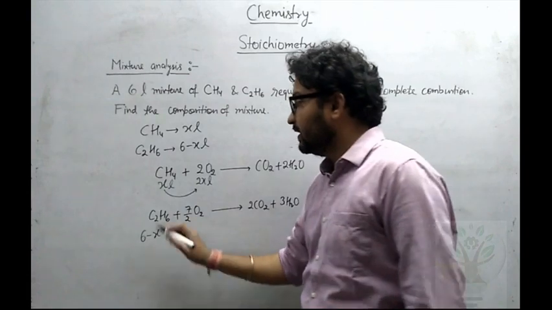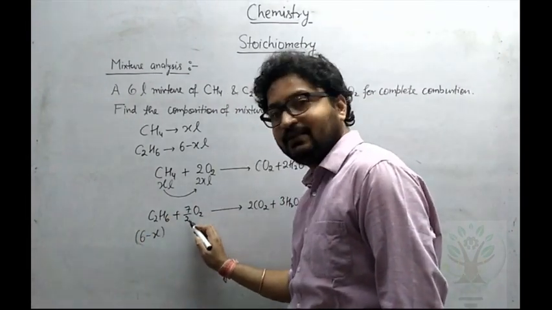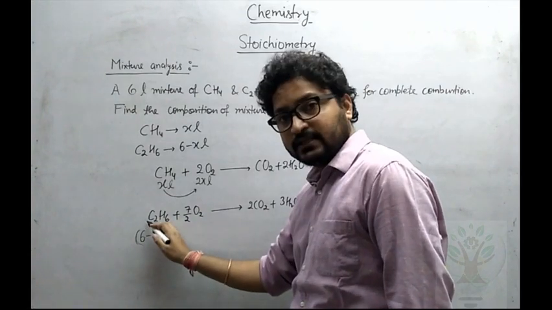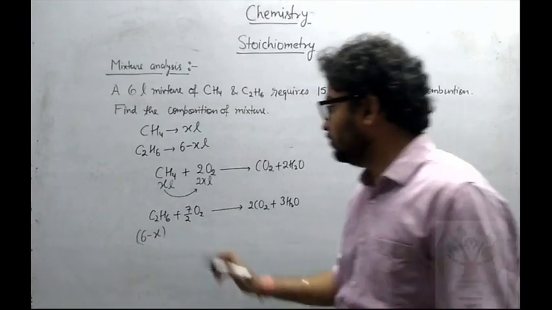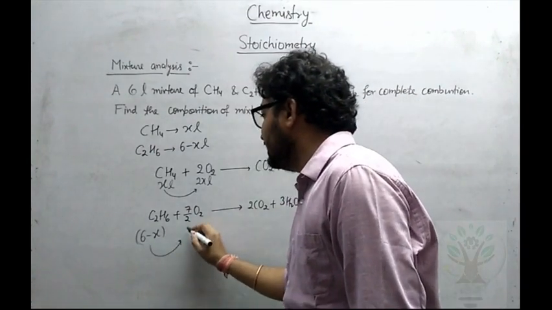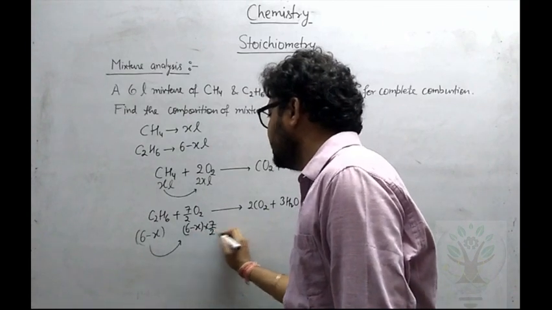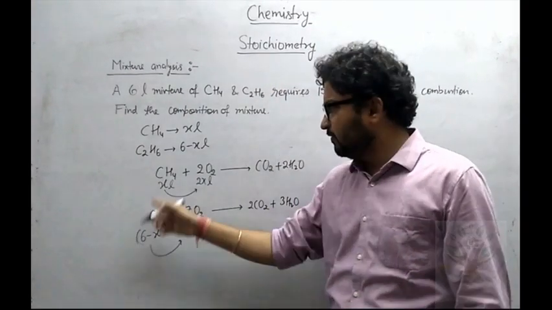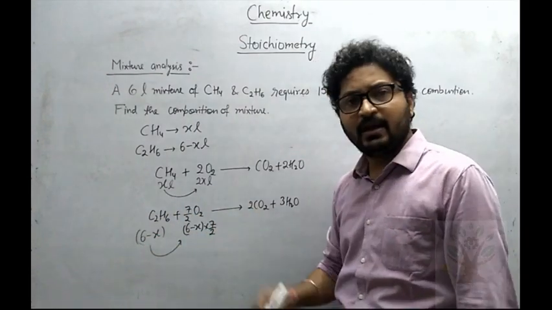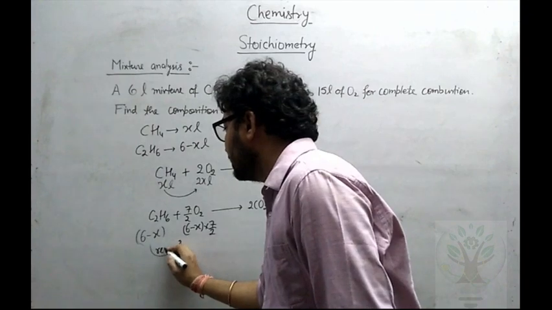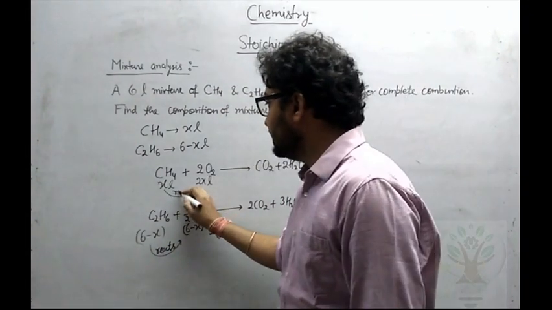Now, similarly, here what is written? Here it is written that 1 C2H6 reacts with 7 by 2 O2. So 6 minus X will react with how much O2? It will react with 6 minus X into 7 by 2. Unitary method: if 1 reacts with 7 by 2, so 6 minus X will react with 6 minus X multiplied by 7 by 2. So here in this arrow what is written? Reacts. Here in this arrow what is written? Reacts.